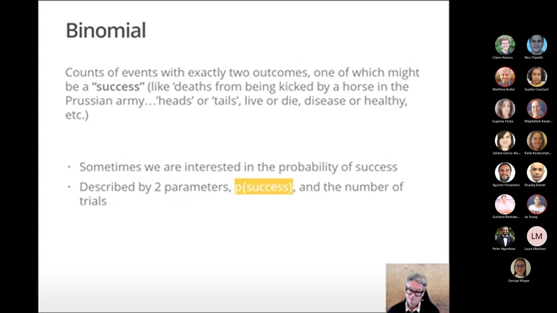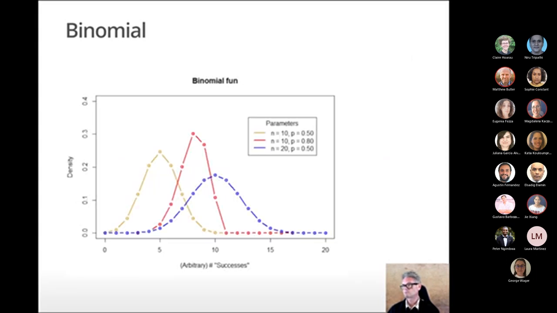But it's easy. We actually only describe the distribution by the probability of success, because 1 minus the probability of success is the probability of failure. So being explicit about the probability of failure is just redundant. So this is what the binomial distribution looks like.